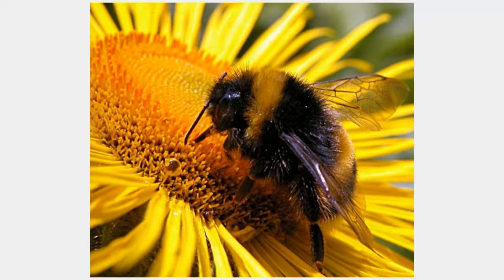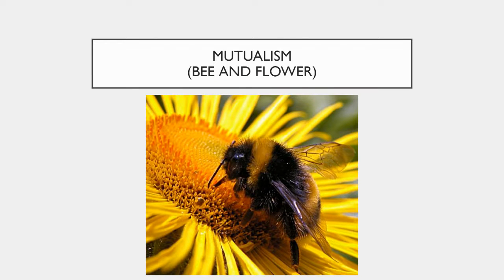What about here between this bee and this flower? In this case, the flower is getting pollinated and the bee is getting food or nectar from the flower. It is mutualism. Both are benefiting because the bee gets a food resource and the flower gets pollinated to help with its reproduction. If both are benefiting, that's mutualism.